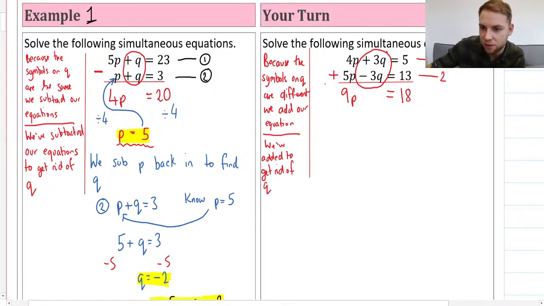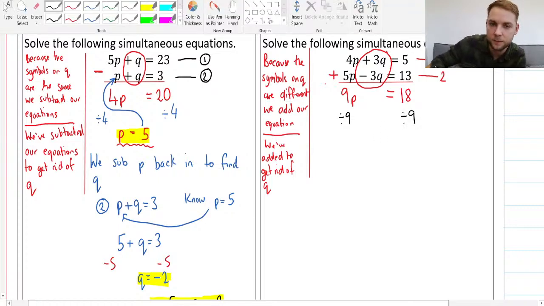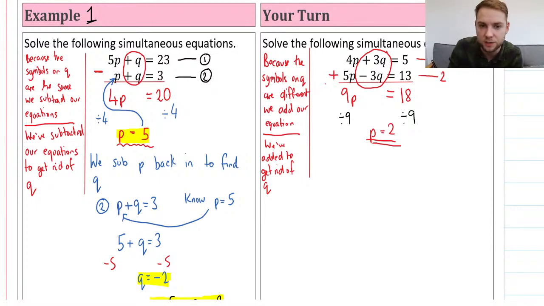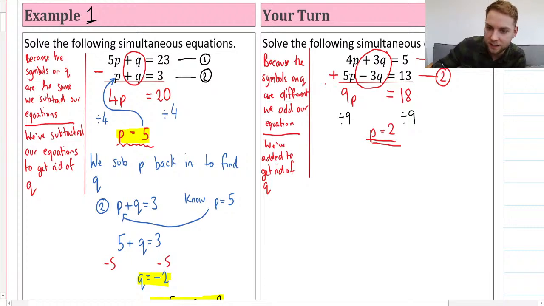So I solve this now. Here, divided by 9, divided by 9. So P is equal to 2 there, like so. And then what I need to do, now this one here is a little bit trickier because the last time we subbed it into equation 2 because it was easier. Now the problem with this one is that neither of them is easier or harder, okay?